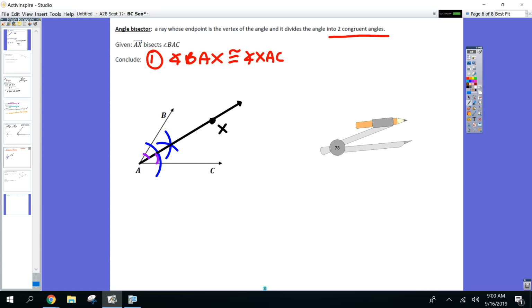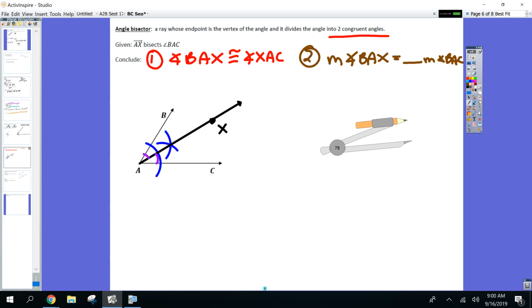I have one other conclusion. See if you can fill it out. Have you seen the little m before? What's that telling me? Measure. Okay, the measure of angle BAX is blank the measure of angle BAC, because those two aren't equal.